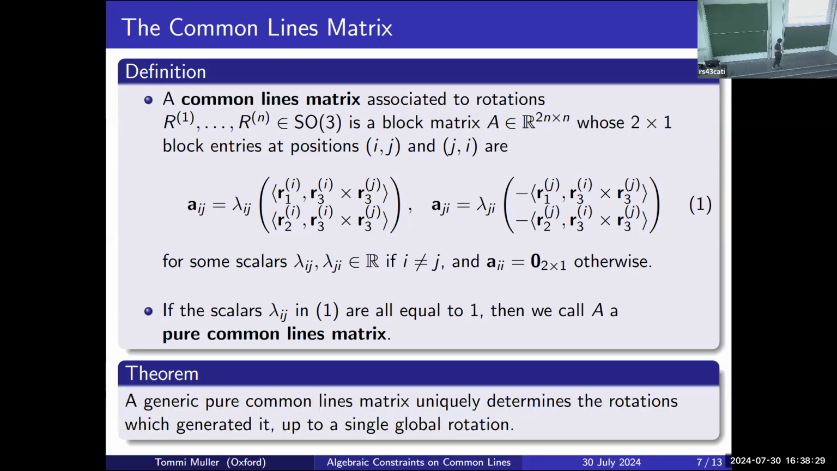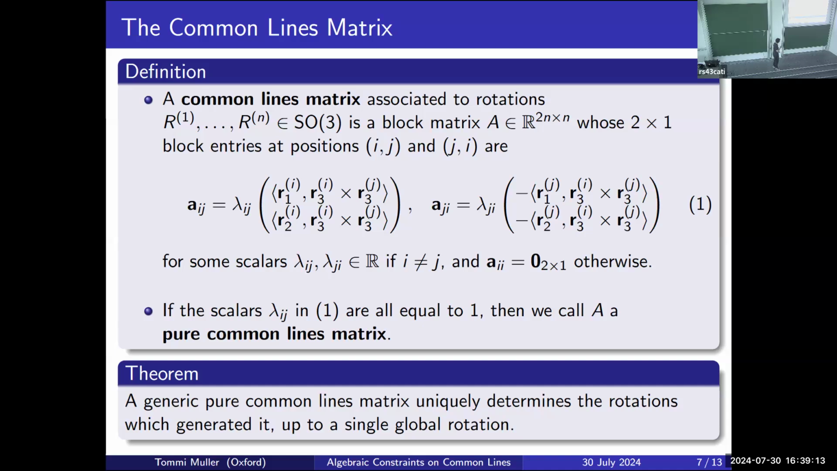An important one is that if it arose from a generic set of rotations, then it uniquely determines the set of rotations that generated it, up to a single global rotation. So in other words, if you are given a pure common lines matrix, you would be able to uniquely find the rotation matrices associated to it up to a global rotation. So you can recover the 3D structure of the molecule up to a single rotation, and that's good enough. That's problem solved. So that's what we really want. If we can find this pure common lines matrix, we've solved this problem.